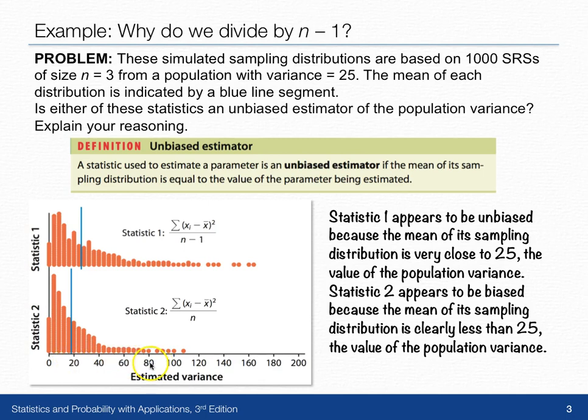Now this is a nice example, too, of why we divide by n minus 1 when calculating the sample variance. We do so because it's going to be an unbiased estimator of the population variance. If we divide just by n, our estimates will consistently be too small, as shown by this particular example.